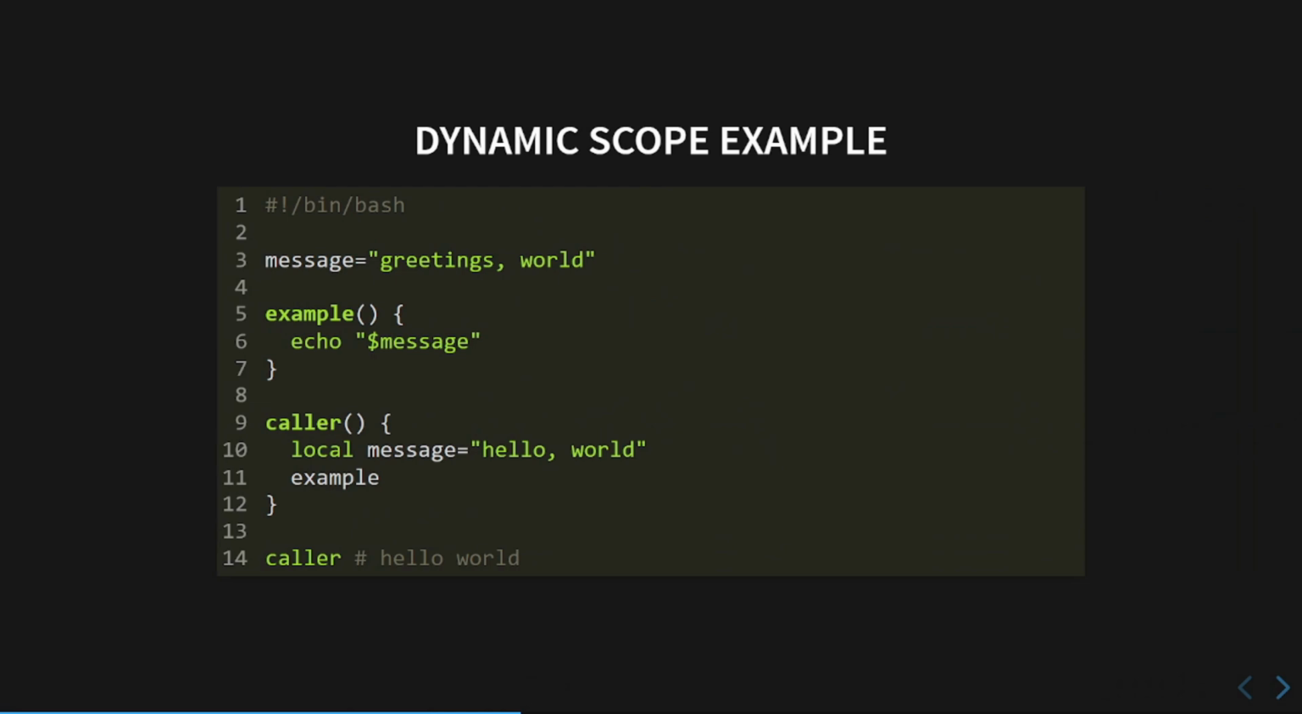To contrast a bit, I wanted to use a dynamically scoped example, so I'm using Bash, and it's effectively the same code. We call the caller function. The caller function defines a variable called message and says hello world, and then it calls the example function. The example function here tries to echo message, and it sees that it's a free variable, and it needs to resolve where this free variable is going to come from. But instead of looking in the lexical scope, it's going to look in the dynamic scope, that is the call stack. So it actually goes up. It says, did the function that invoked example have a variable called message?